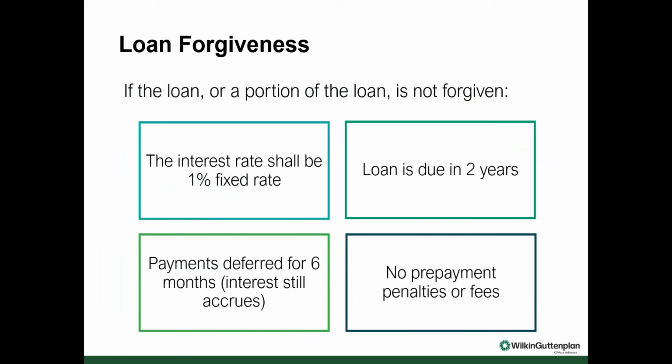So if the loan is not forgiven, the interest rate I think I mentioned is 1%, and the loan is due in 2 years. To the extent that the loan is forgiven on principal, you don't have to pay the interest associated with that principal forgiven. That is also forgiven. Payments are deferred for making repayments on the loans for 6 months, although the interest will still accrue for any amount of the loan not forgiven. And there are no prepayment penalties or fees associated with these loans. So that's a bonus as well, where if a taxpayer wanted to pay it off immediately, once they get through the covered period, they could do so without penalty.